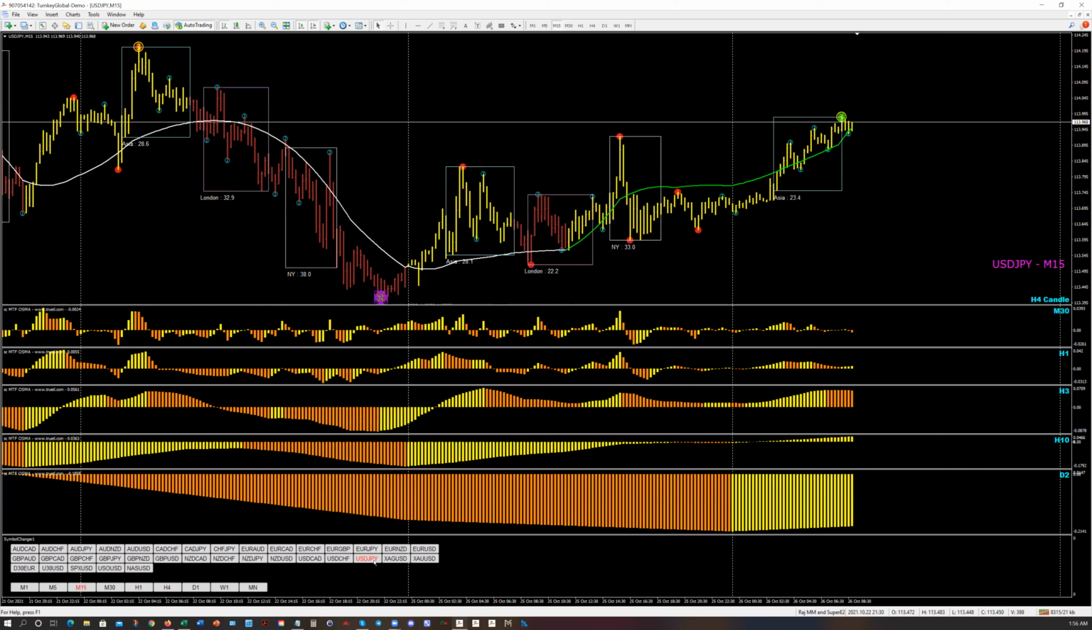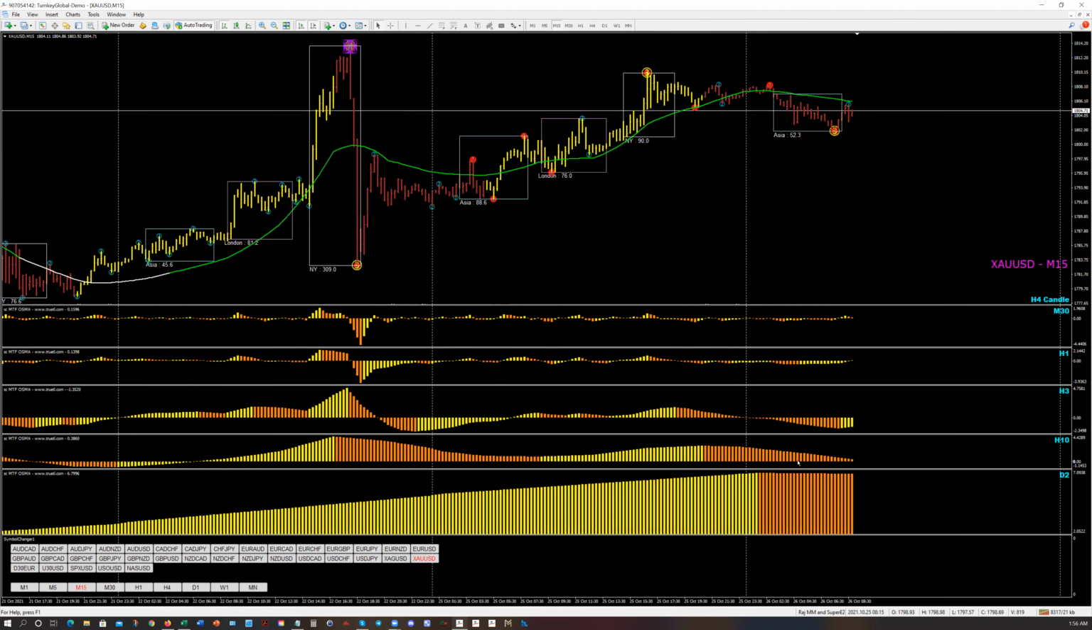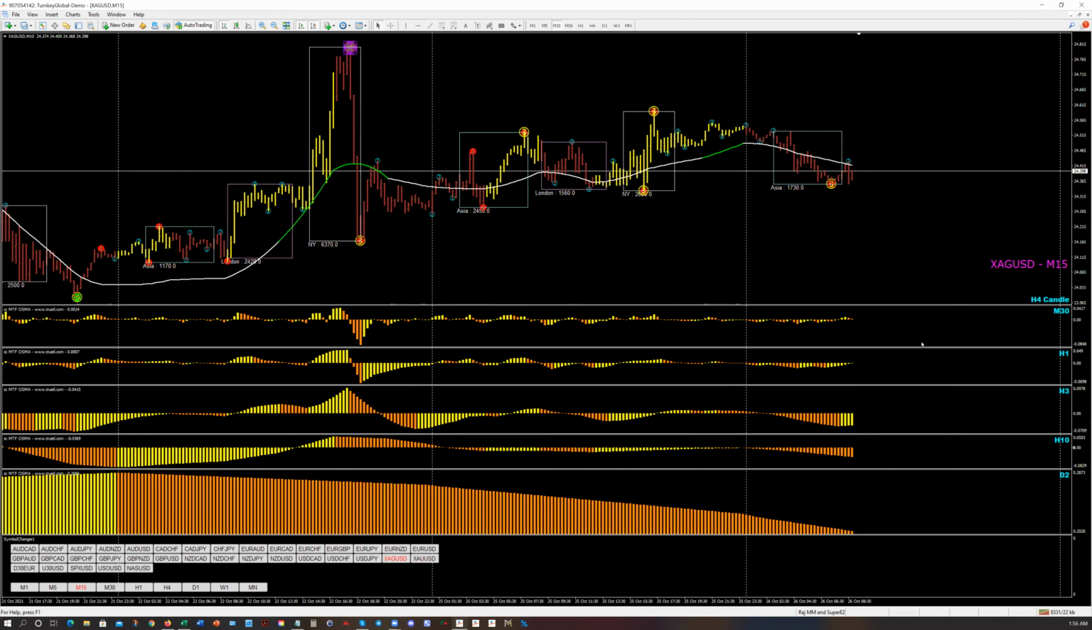USCN is not in sync. Gold, not in sync. Any other currency you want to look at? Gold. Just look at that's gold. It's not in sync. I see silver that Clark likes now to trade. Silver is also not in sync, I think.